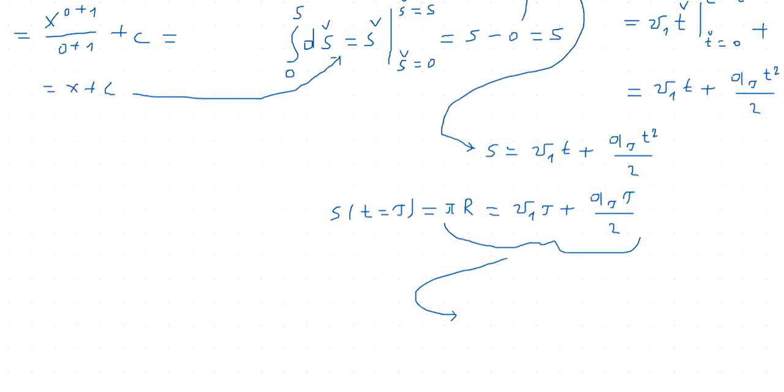2v1 plus a tau to the power of 2, a tau multiplied by tau, and this is equal to 2 pi R divided by tau.